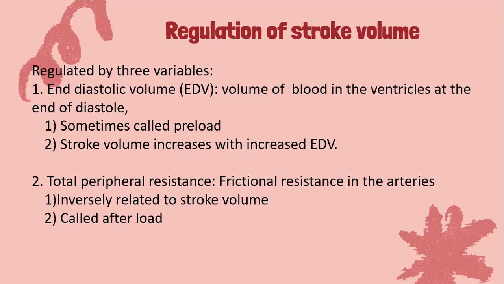The second factor is total peripheral resistance. It is the frictional resistance in the arteries and it is inversely related to the stroke volume. So, when the total peripheral resistance is high, stroke volume is low. When the total peripheral resistance is low, stroke volume is high. Total peripheral resistance is also called afterload.